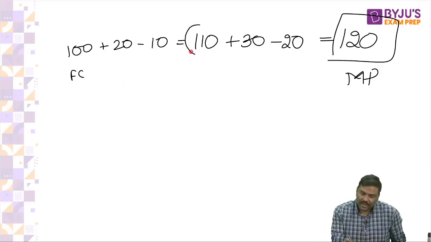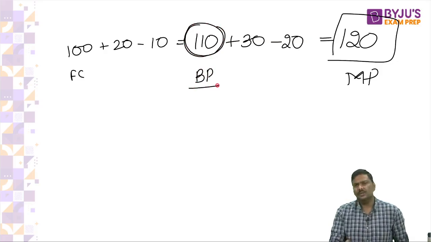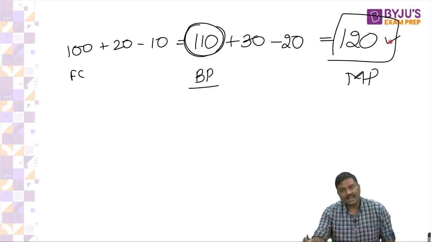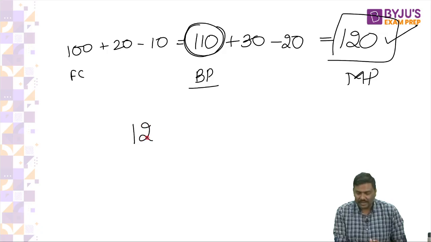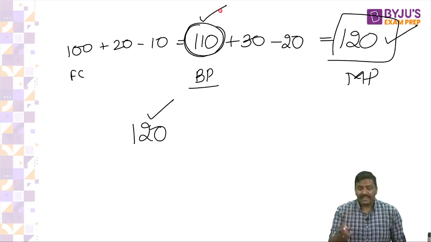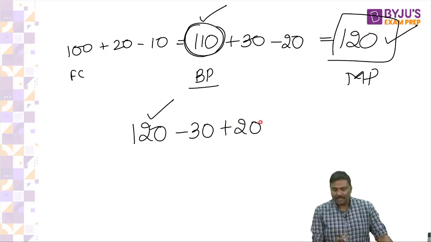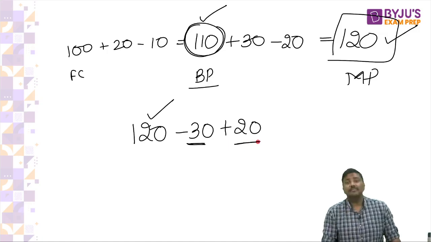All of you know, looking at the formula, what is the basic price here? 110. What is the formula telling you? The customer has paid 120. How do I use it to calculate basic prices? Minus any taxes plus any subsidies. Is it okay? Minus any taxes, that is product taxes, plus product subsidies.